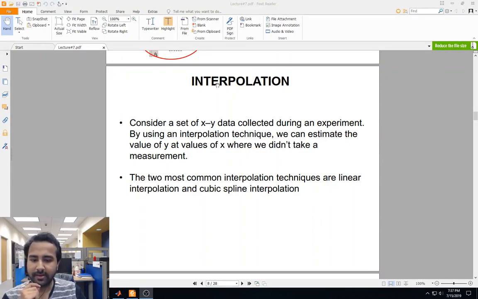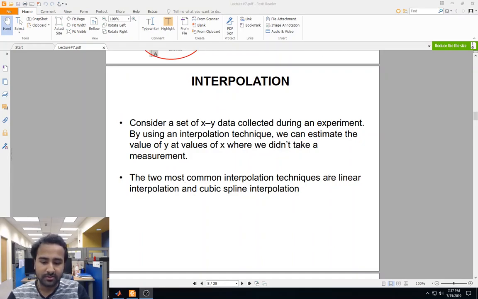Hey guys, so now let's talk about interpolation. If you have a set of XY data that you collected during some experiment, you're not always guaranteed to record all the data points that you want to have recorded. Sometimes it's a hardware issue, sometimes it's a software issue, whatever. So you'll have a limited set of XY data. You can use interpolation to fill in the gaps between the data that you don't have.